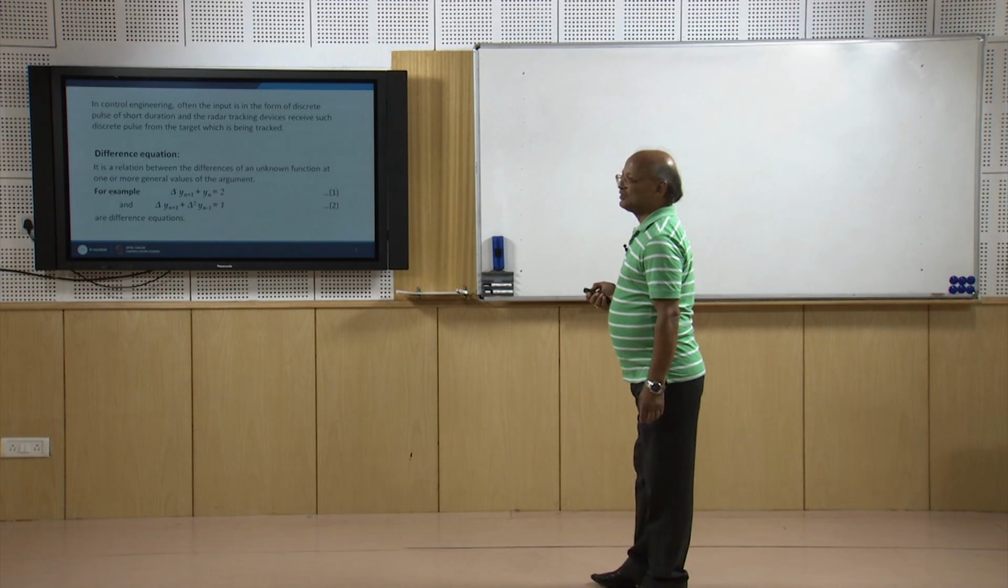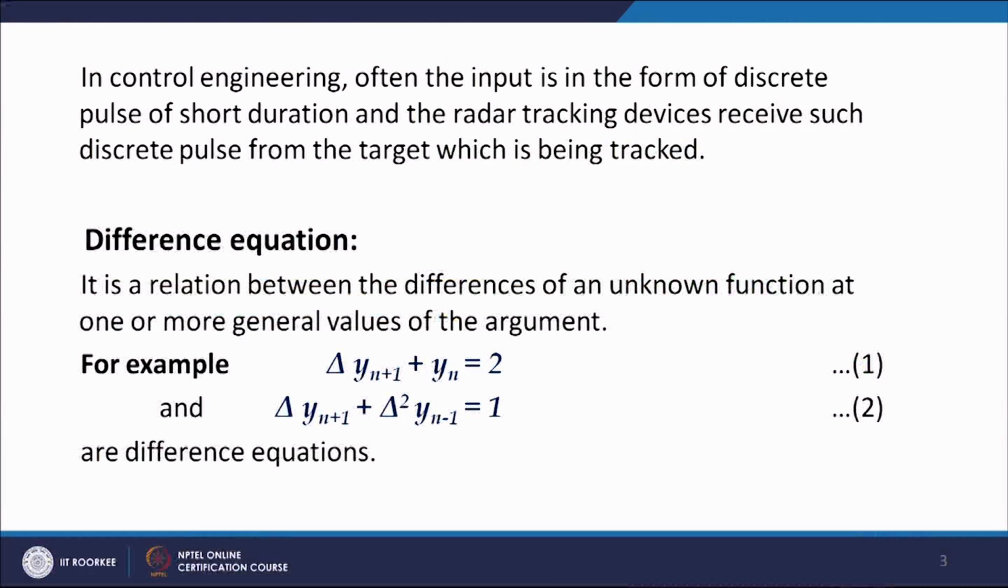Now, in control engineering, often the input is in the form of discrete pulses of short duration, and radar tracking devices receive such discrete pulses from the target which is being tracked. A difference equation is a relation between the differences of an unknown function at one or more general values of the argument. For example, let us consider Δy(n+1) + y(n) = 2.